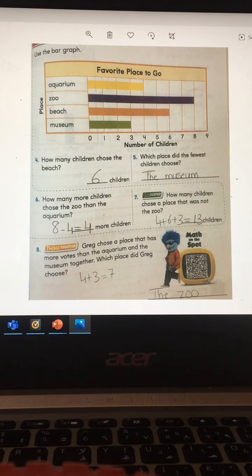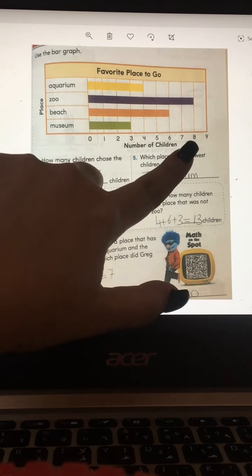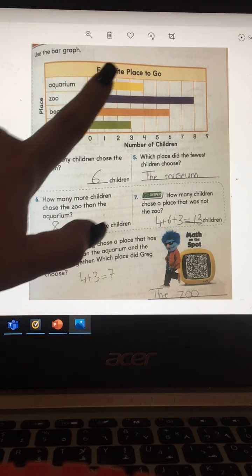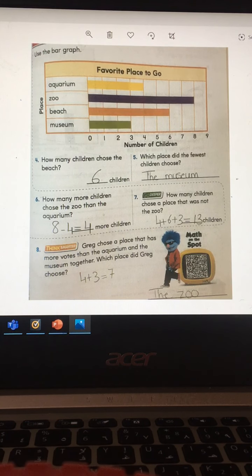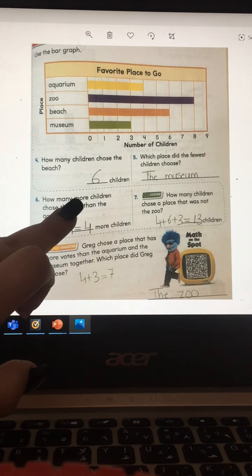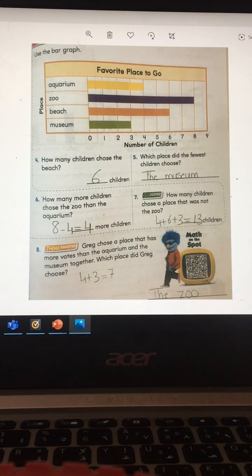Let's answer question number 6. How many more children chose the zoo than the aquarium? We are going to compare the number of children who chose the zoo with the number of children who chose the aquarium. The number of children who chose the zoo is 8, and the number of children who chose the aquarium is 4. So 8 minus 4 is equal to 4. As I see the words how many more, I will subtract directly.